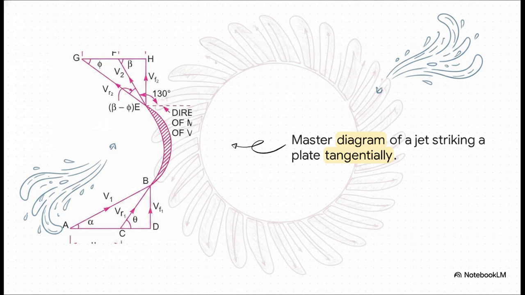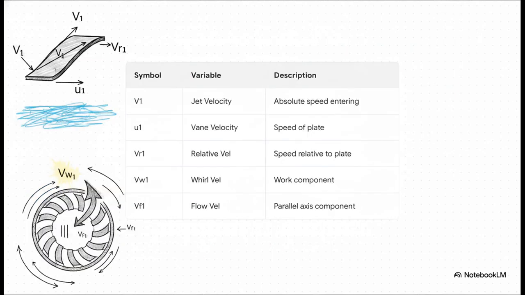And you know, the lengths and angles of these lines aren't just random scribbles. They represent the exact speeds and directions of both the water and the moving blade. If you can read this diagram, you can basically solve any turbine problem out there. Let's translate that alphabet soup into plain English, because knowing these 5 specific velocities is literally the key to unlocking every single problem we're going to face today.